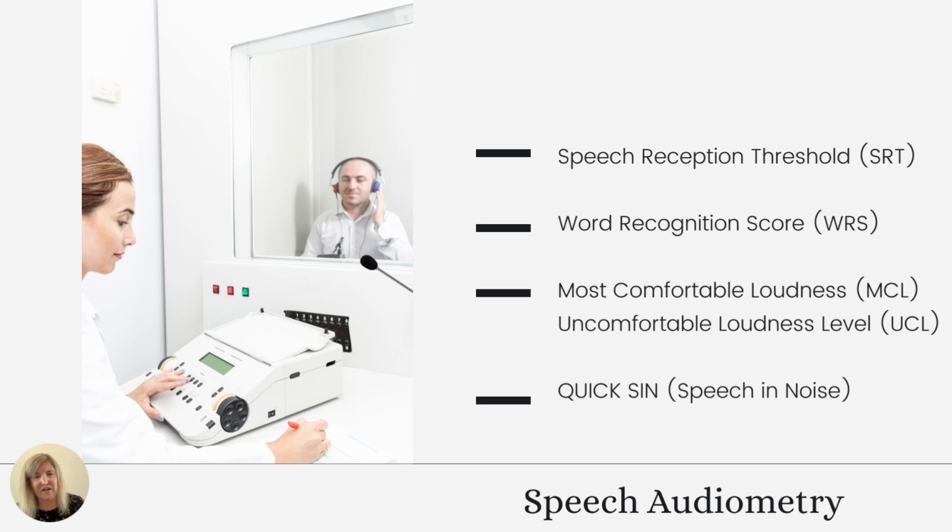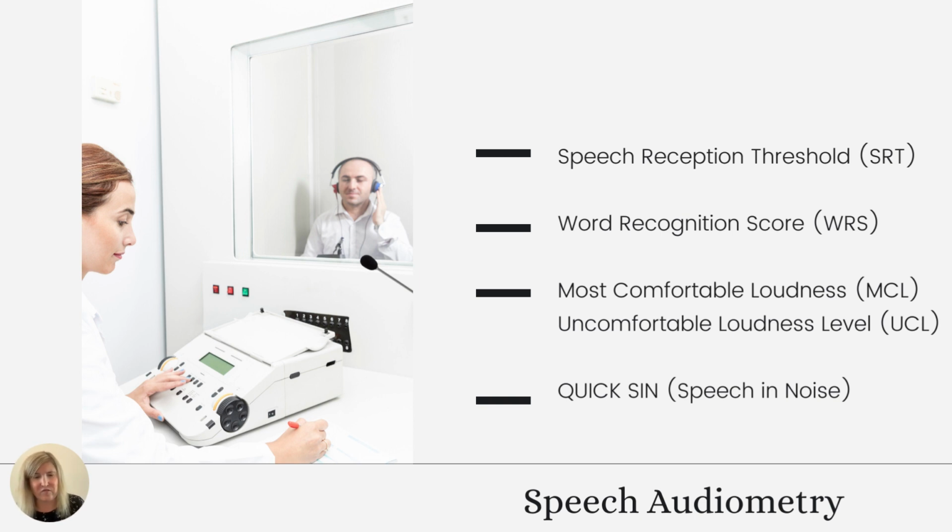The MCL, or most comfortable loudness, is the level at which the student has indicated that they feel comfortable receiving instructions, or the examiner's voice. The UCL is the uncomfortable loudness level. This is where the student has indicated they would not like instructions or general speech to exceed.